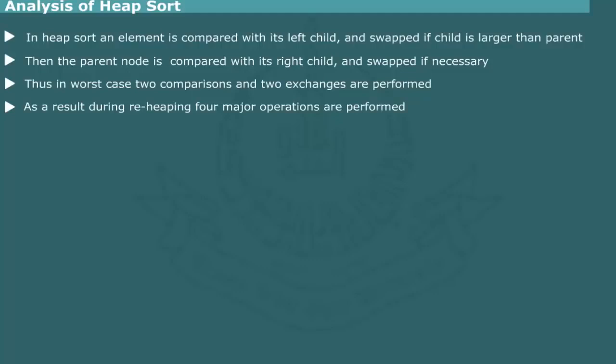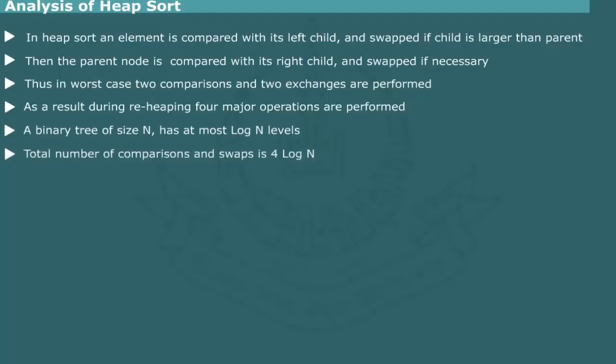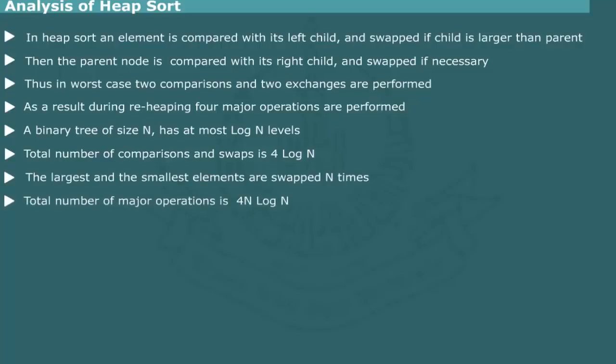In a preceding unit, we have seen that a binary tree of size n has at most log n levels. As such, the total number of comparisons and swaps would be 4 log n. In general, the largest and smallest elements are swapped n times. This means that the total number of major operations involved in the reheaping is at most 4n log n. Therefore, the running time of the heap sort is O(4n log n), or O(n log n).